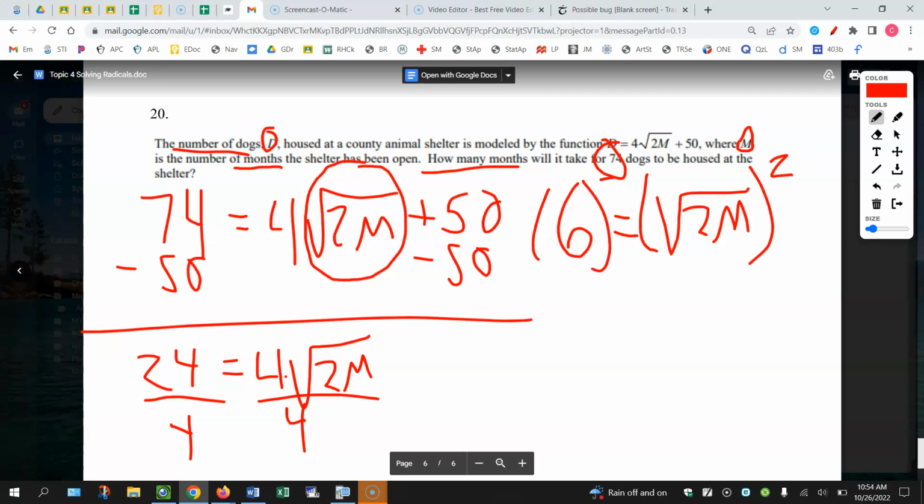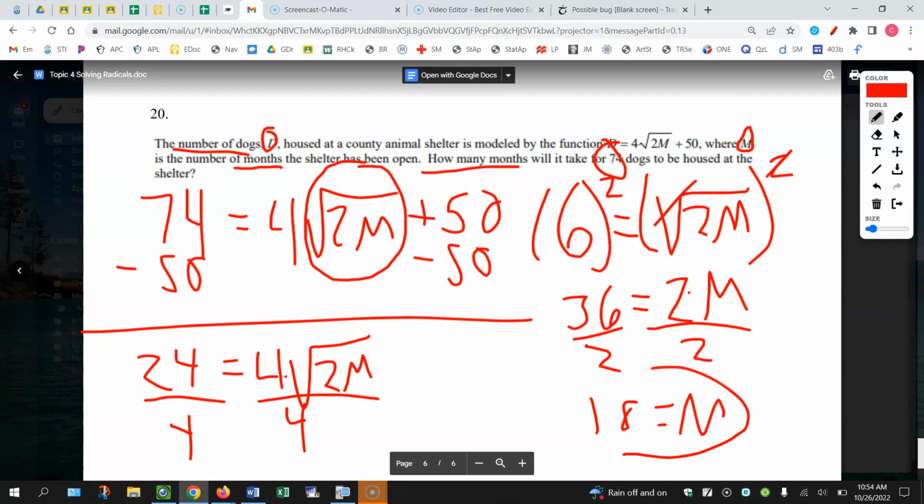Inverse operation, square that. 36. Squaring a square root, inverse operations, is equal to 2 times M. So to undo that, we're going to do some division. 18 is equal to M. So it's going to take 18 months before the shelter has 74 dogs.